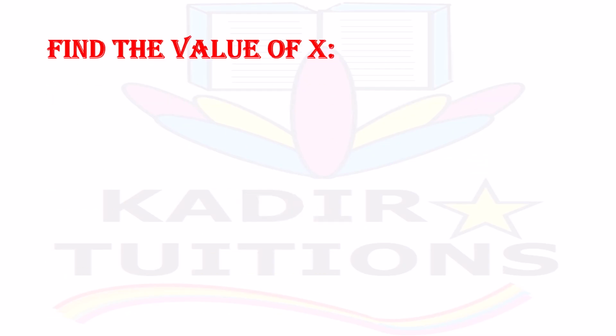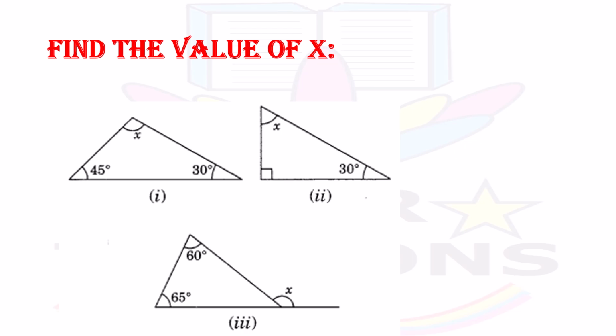The next one, some problems to understand these two properties. What are the two properties we have seen? Angle sum property and exterior angle property. In the first question, totally three angles are there, right? In that, two angle values are given and one angle is given as a variable. So we need to find the value of X. How to find the value of X? As we know, the angle sum property of a triangle is equal to 180 degree. It means 40 plus, it's 45, right? Yes, 45 plus 30 plus x equal to 180.